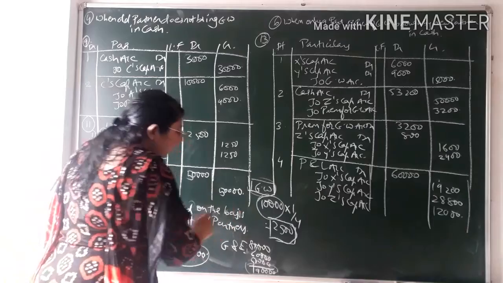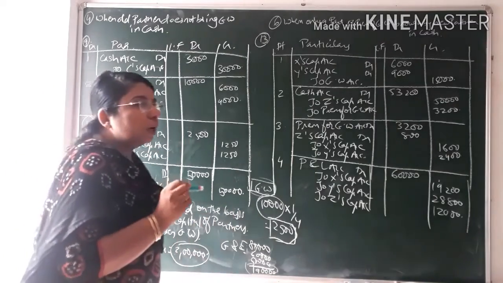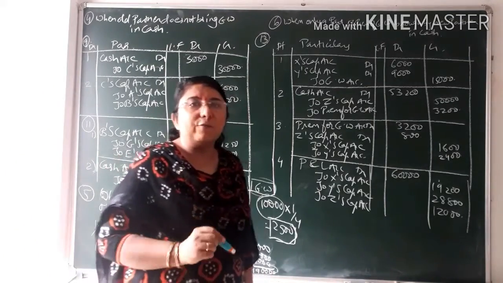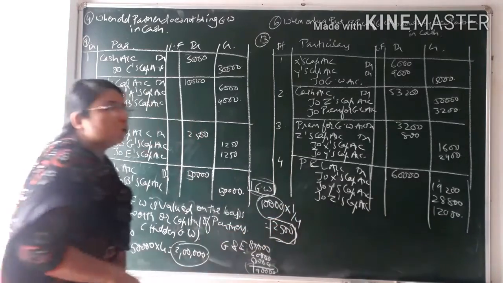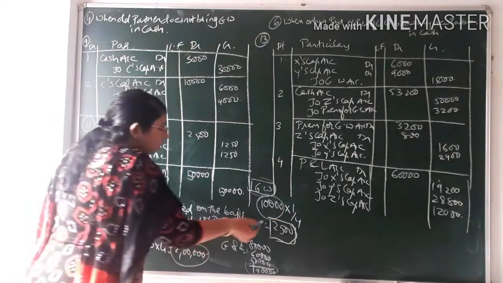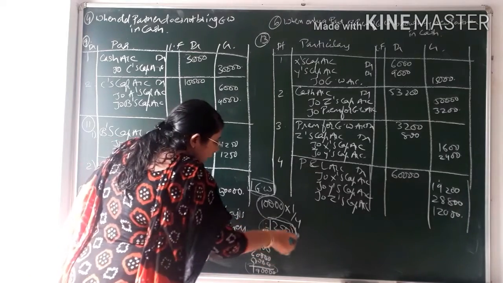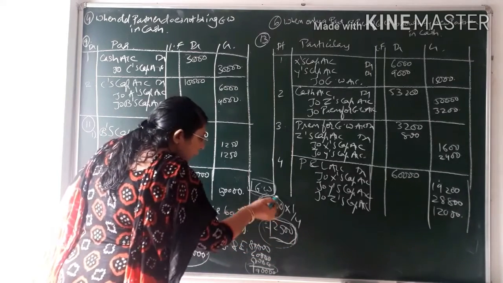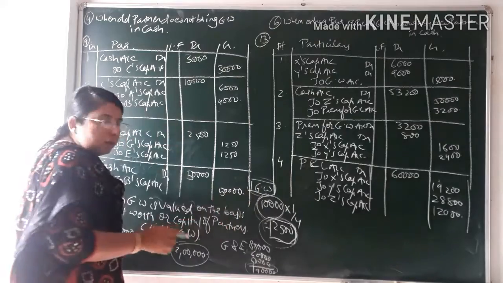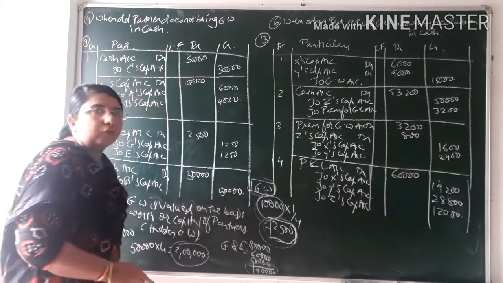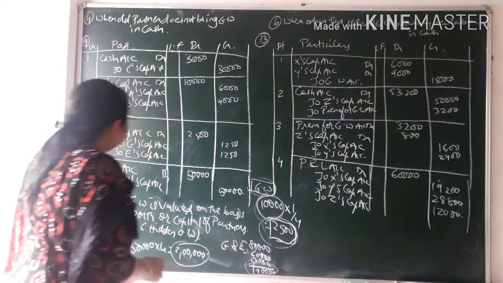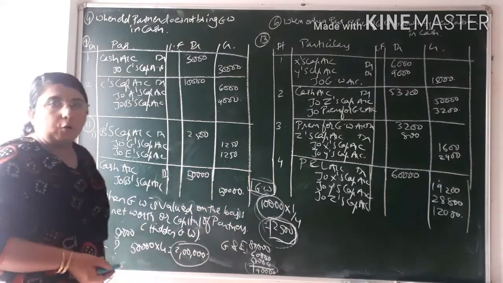So now out of that 10,000, the share of the new partner in goodwill is 1/4 share. So 10,000 multiplied by 1/4 would come to 2,500. So the share of goodwill of the new partner is 2,500. This 10,000 is the entire goodwill of the whole firm, but out of that, the share of goodwill of the new partner is only rupees 2,500. That we have to distribute amongst the old partners.